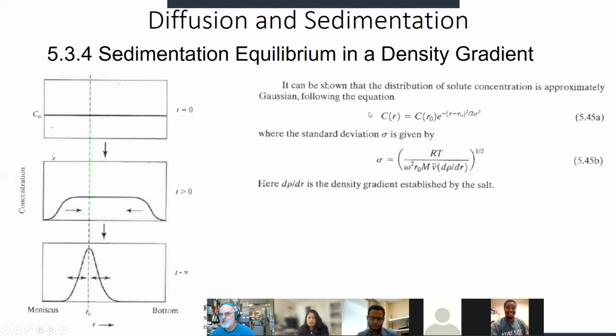And if you go through the mathematics of that, you discover that the width of the boundary gives you information about the molecular weight, because there's an inverse square root of the molecular weight, and something in it about the density gradient. The buoyancy term, the V bar, is the term that determines where it's going to migrate. Okay, and so this is density gradient sedimentation. Sedimentation equilibrium in a density gradient gives you the ability to fractionate material by its buoyant density.